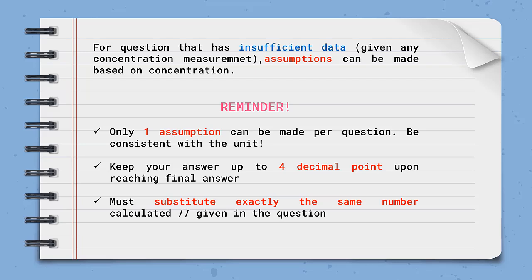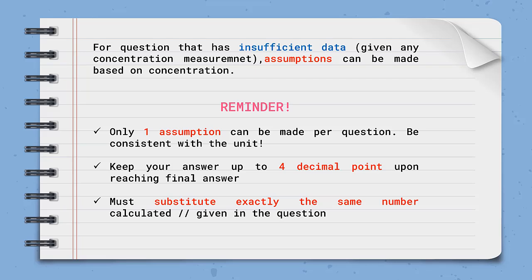Also, please be reminded, often students make mistakes with this. As long as they do the assumptions, they think that they're going to ace the questions. But you must remember that only one assumption can be made per question. If, let's say, you have assumed 1 liter of solution, in the same question you cannot use 1 kg of solution to become the assumption. You only need to keep one assumption for a question.